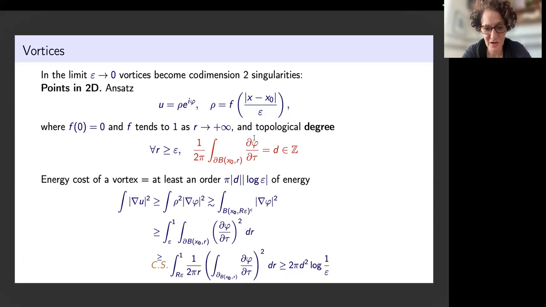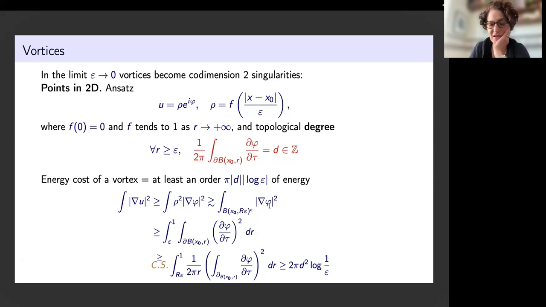And these vortices cost energy, and you can see that they cost at least of order pi times the absolute value of the degree times log 1 over epsilon of energy, where epsilon is this length scale. So if you want to see that, you write u in this trigonometric form, or phase-modulus form. Rho squared grad phi squared, you approximate rho by 1, at least in the complement of some ball centered at x naught. You can say that rho has converged back to 1.